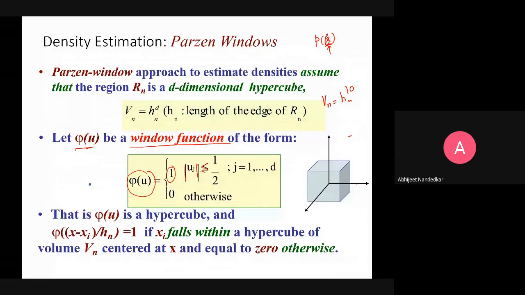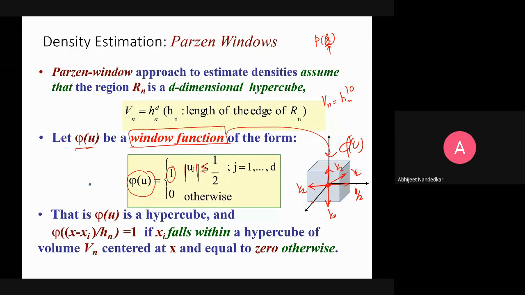I repeat. So this window function psi of u, you can visualize here. So this is my function. This function is such that it returns 1 whenever the u value is less than half. Why am I saying this? Because if this is the center point, there is half on this side and half on this side, like this.